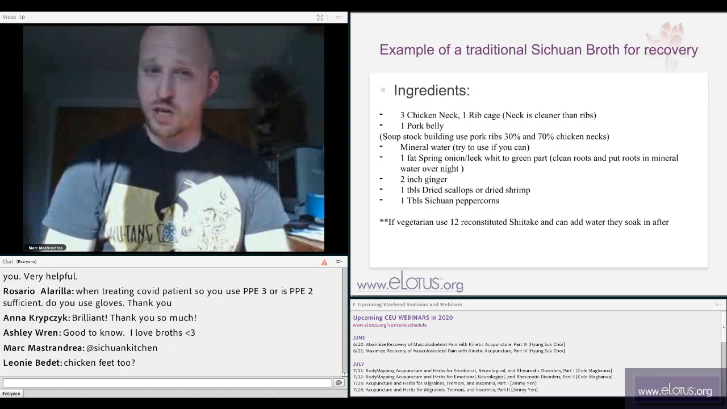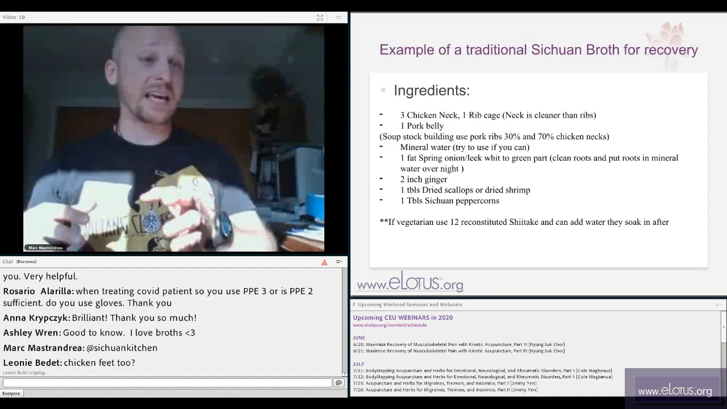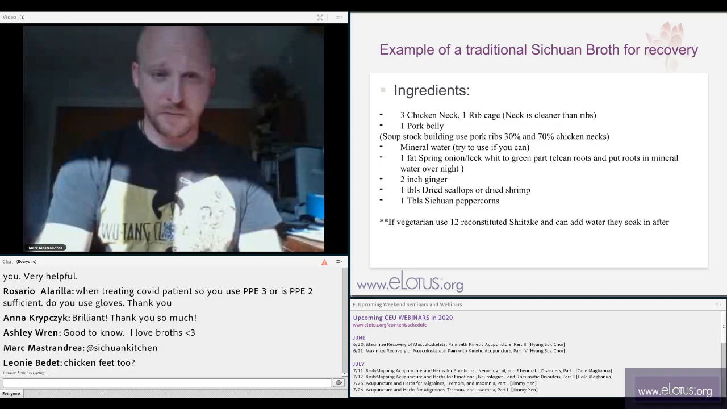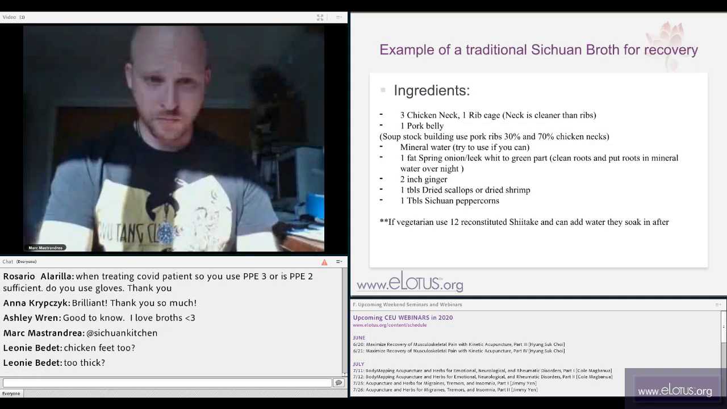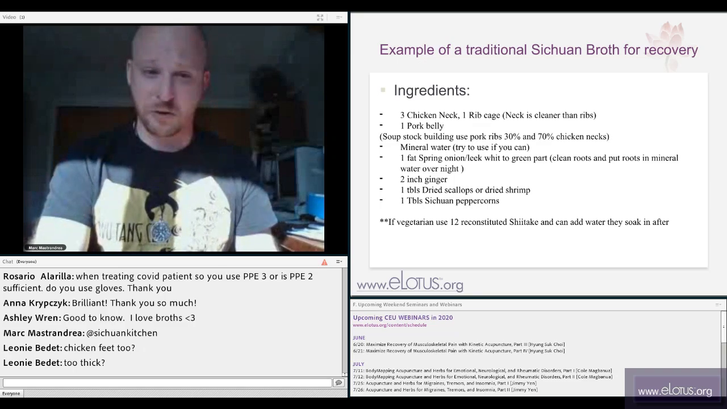In this case, I would not use chicken feet in the beginning because I want it to be a clear broth. Later on, you can use chicken feet after their digestion has gotten better. Yeah, too thick, exactly. In the beginning, we want this clear and light.